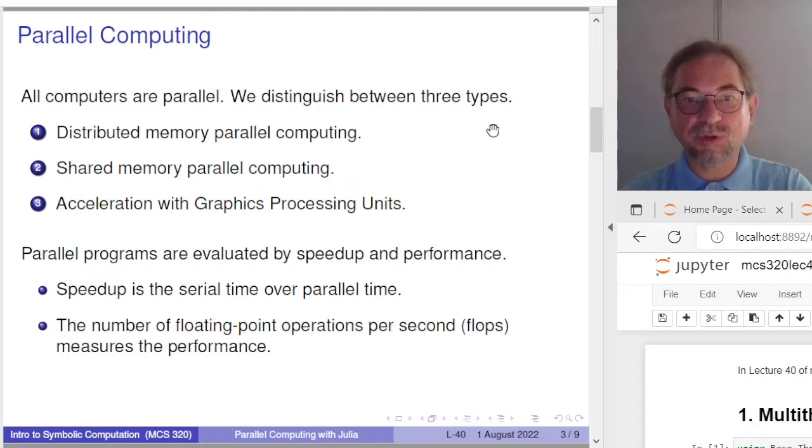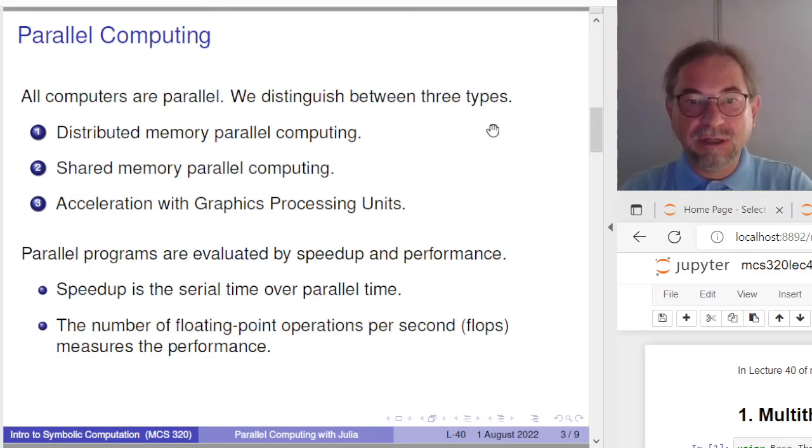Then the third type of parallel processing is the acceleration with graphics processing units, or with specific types of processors. One can consider FPGAs or tensor processing units. All three types of parallel computing are possible within Julia. We focus here on multithreading, the second type of parallel computing.